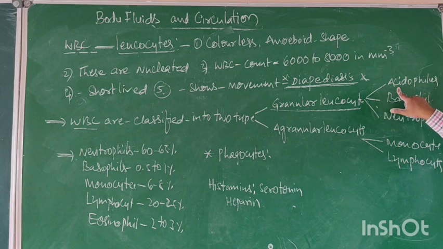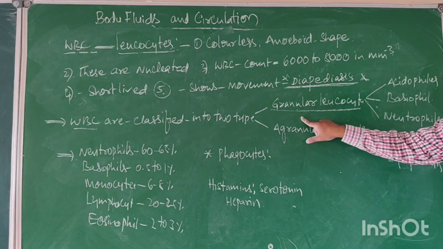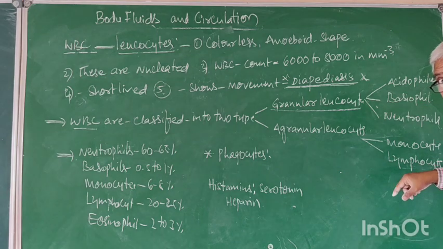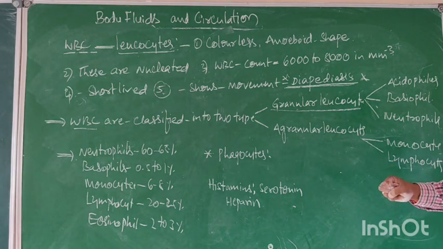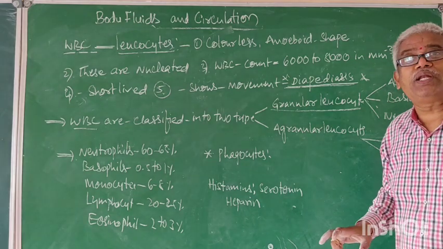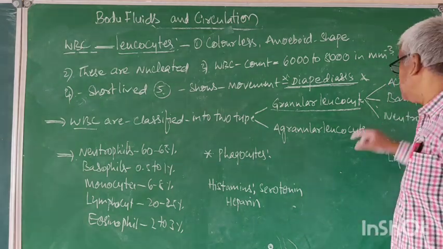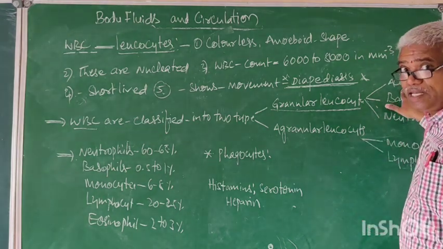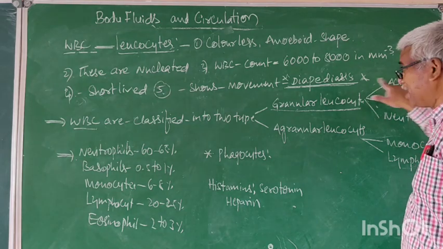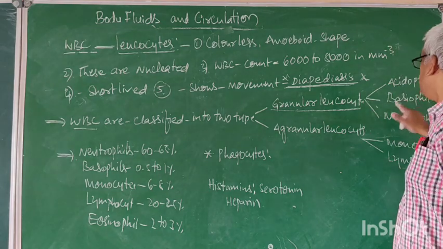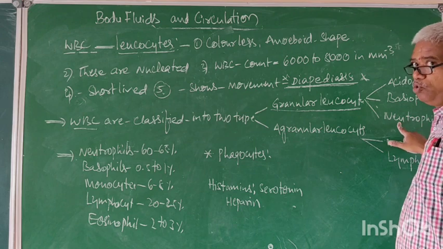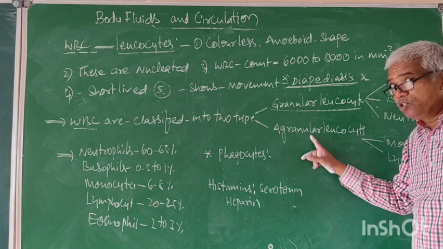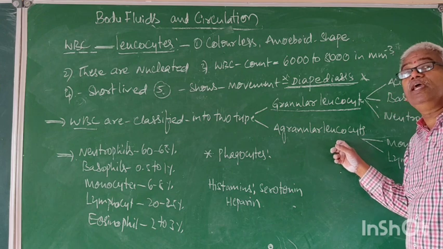This eosinophil, basophil, neutrophil, these three contain granules, hence they are called granular. Again classified into three types based on staining property. Some stain with only acidic dyes. Such granulocytes are called eosinophils. This is called basophil. This is called neutrophil. But without granules, this is called agranular.